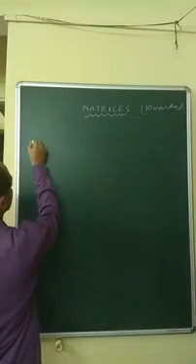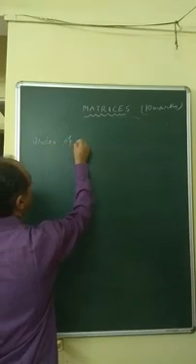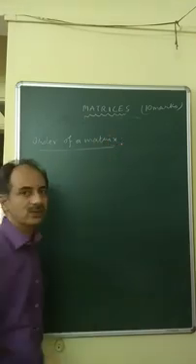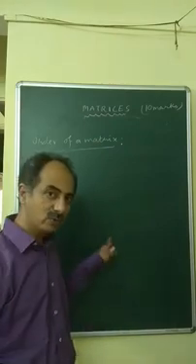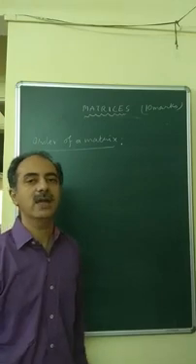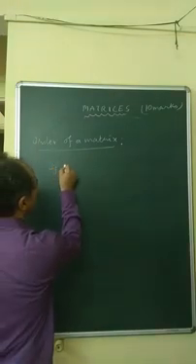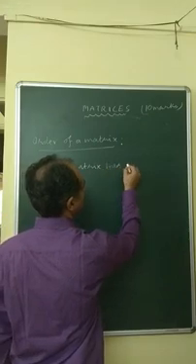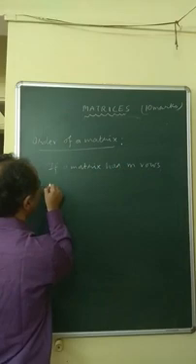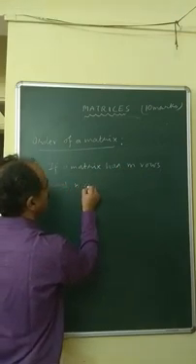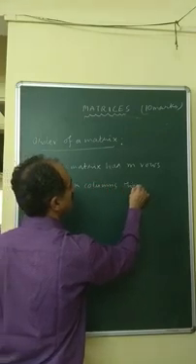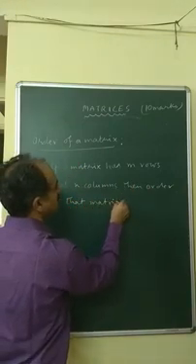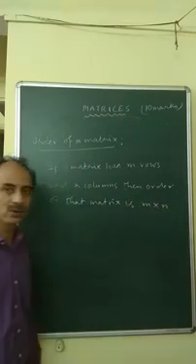Now what is the order of a matrix? If a matrix has m rows and n columns, then the order of that matrix is m cross n. Okay, example.